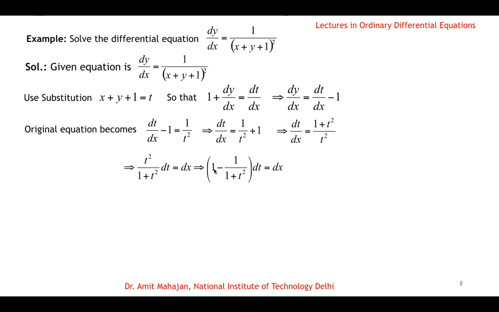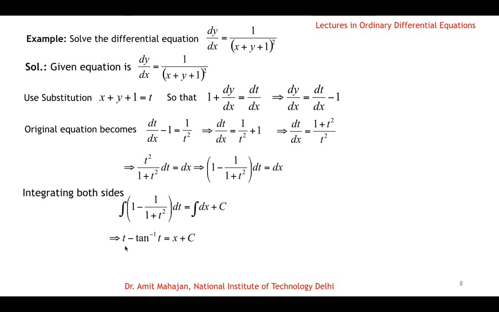So after integration, t minus tan inverse t is equal to x plus constant. The integral of 1 is t, the integral of this quantity is tan inverse t, and the integral of 1 with dx is x, plus a constant of integration. So it's a general solution with the variables t and x. I need to use back substitution for t, and t is x plus y plus 1. So the solution becomes, with x cancelling out, y minus tan inverse of (x plus y plus 1) is equal to c minus 1. So this is a general solution of the original differential equation.